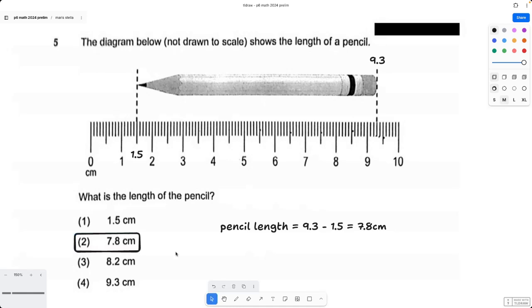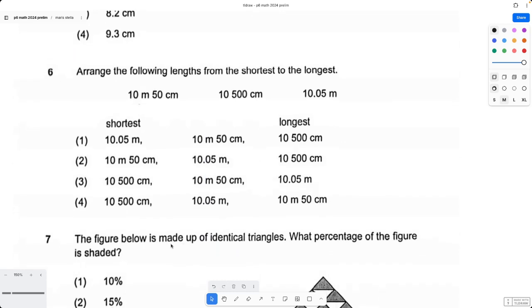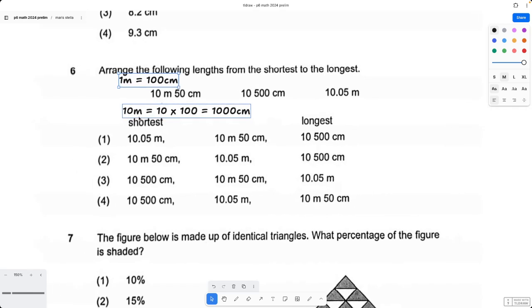Yep, let's move to the next question. Question number 6. Arrange the following lengths from shortest to longest. 10 meters, this one, and this one. I think we can convert them to centimeters like this. So 10 meters equal to 10 times 100 equal to 1000 centimeters. We know that 1 meter is equal to 100 centimeters, so 10 meters equal to 10 times 100.